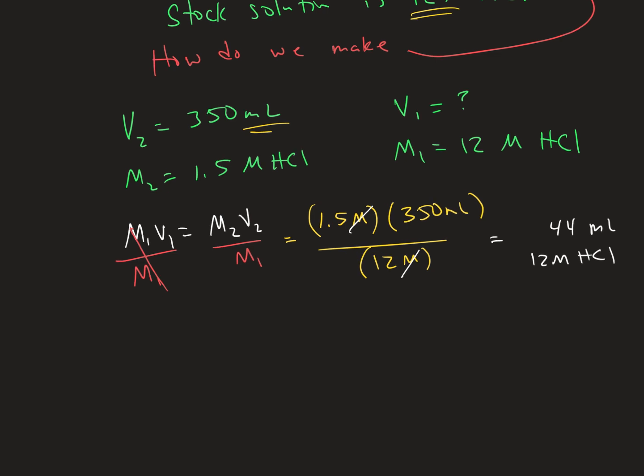So what do we have? We have 44 milliliters of 12 molar solution of HCl. If you were doing this, and you get your little jug of 12 molar HCl and you pour it in this little beaker, oh, but I need 350 milliliters of a lower concentration. So what do we do?